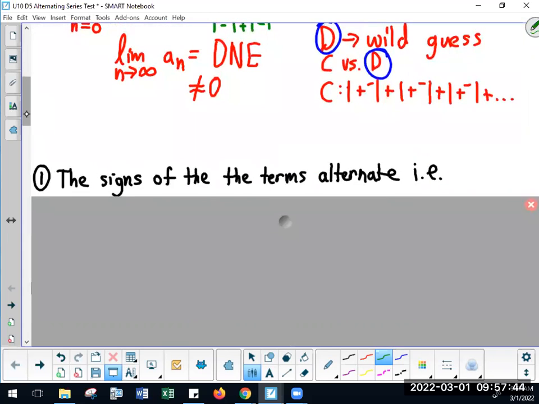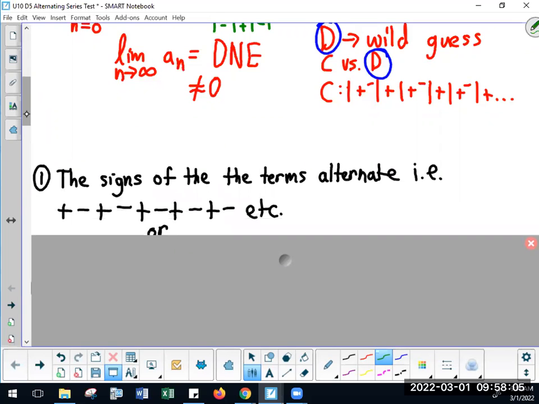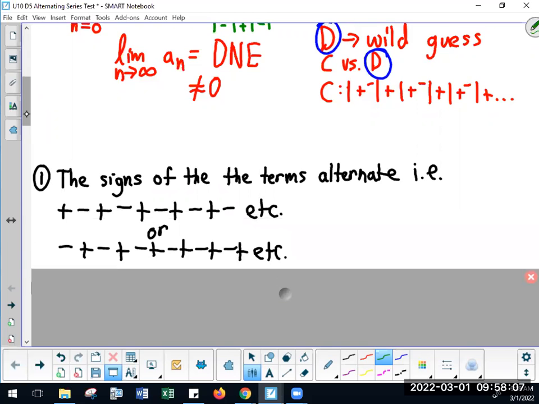So remember how we looked at the geometric series and we said it has to be geometric to apply the geometric series test? We looked at the p-series, we said it has to be a p-series to apply the p-series test. We looked at the harmonic series, said it has to be a harmonic series to apply the harmonic series test. The alternating series test is the same. The signs have to alternate. If we have the signs alternating, we have an alternating series.